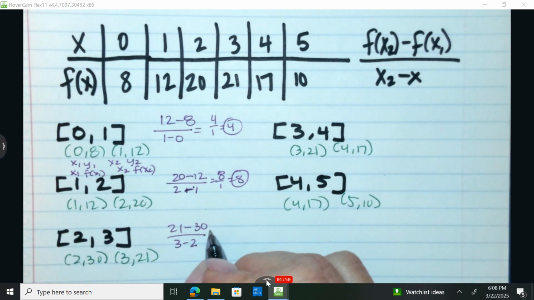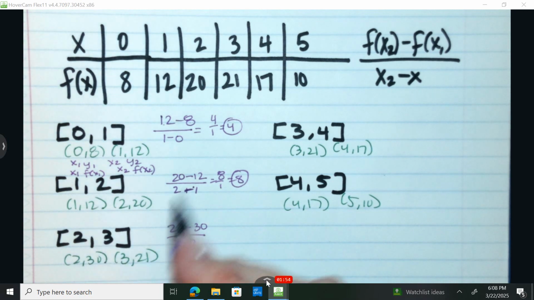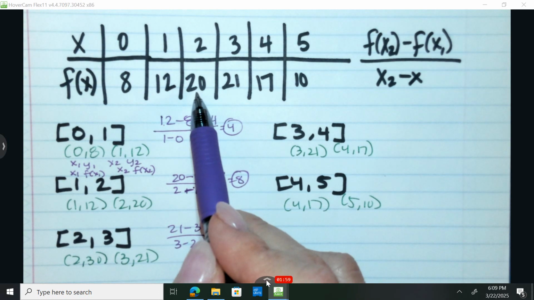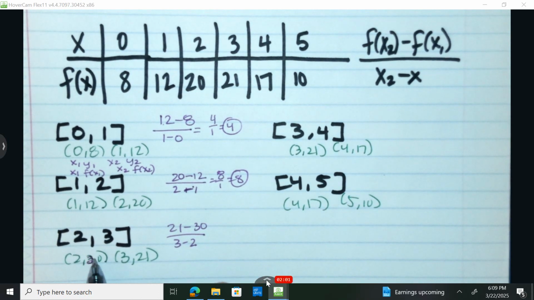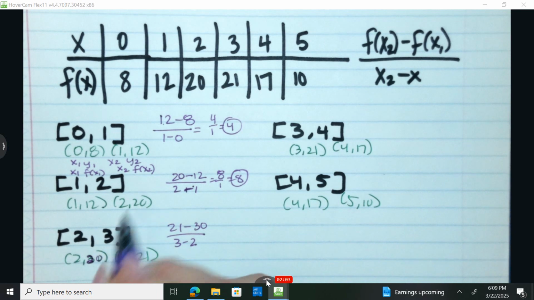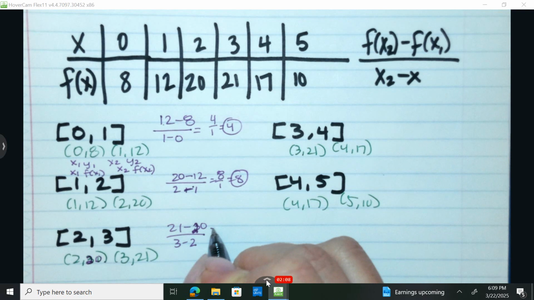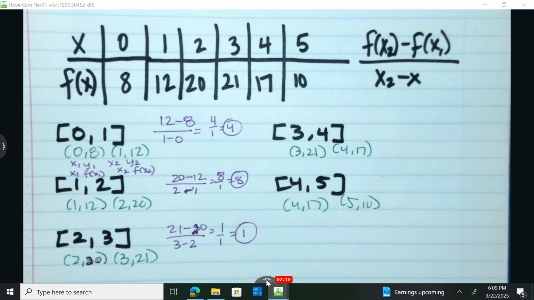And when I subtract here now for this particular one, let me make sure I wrote this down correctly. Let me look real quick. I have 0, 8, 1, 12, 2, 20. Oh, this should have been a 20. I just see my mistake right now. This should have been a 20 and I wrote it down wrong. So this is 21 minus 20. There we go. And I get 1 over 1, which is equivalent to 1.